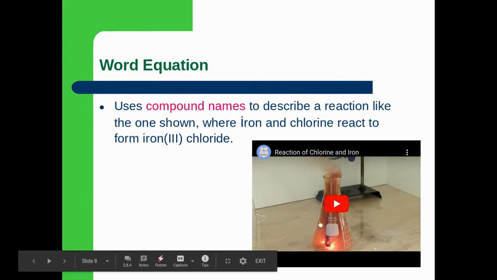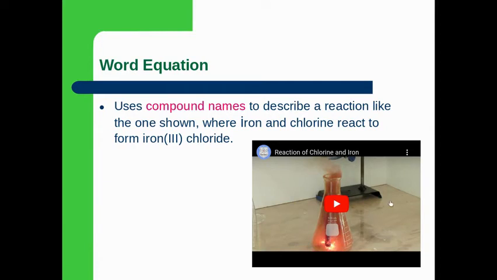And then we see this cloud of orange forming. And those are solid particles, and after the reaction is over, they eventually settle to the bottom of the flask. And we can see that they're actually solid particles of iron 3 chloride.